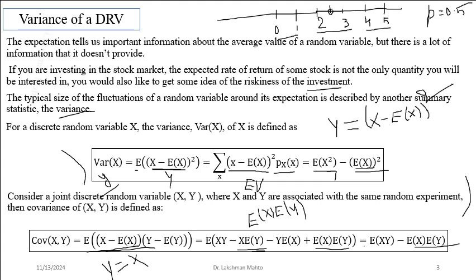And here, in this formula, you can see the relation. If you put y equal to x, it becomes this formula. So variance is a special case of covariance. Covariance is talking about variability between two random variables, and variance is talking about variability with respect to itself.